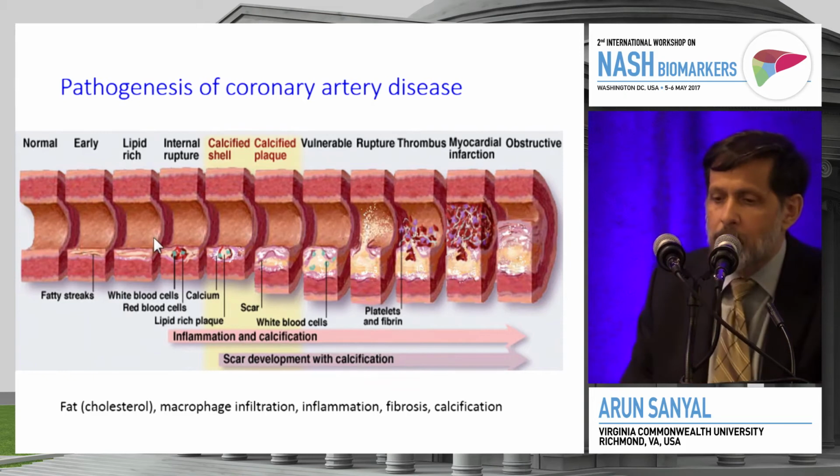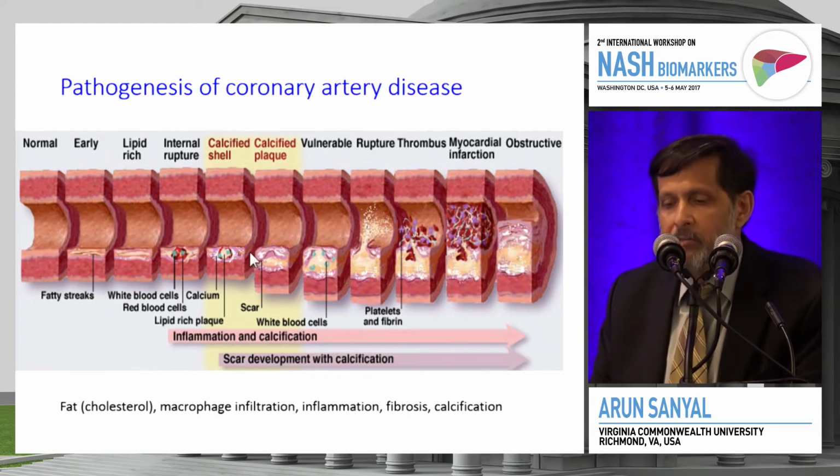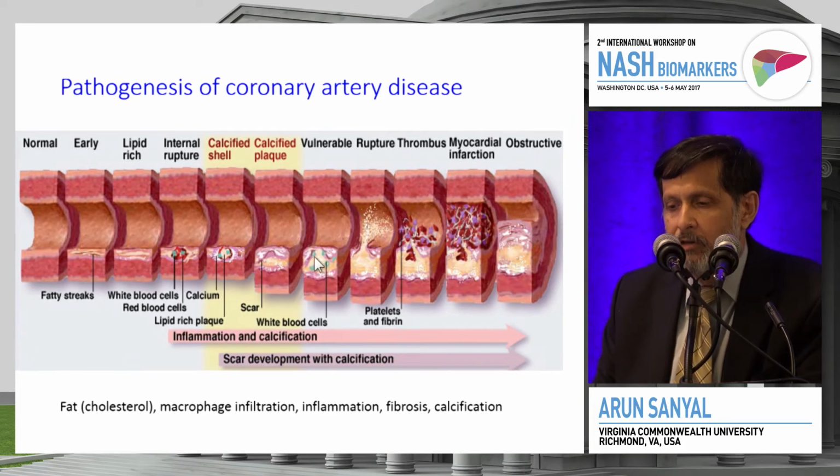So let's talk about what these pathways could be. Here are some observations for you. If you look at atherosclerosis, what do you see here? You see fat, you see inflammatory cells, and you see some scarring.